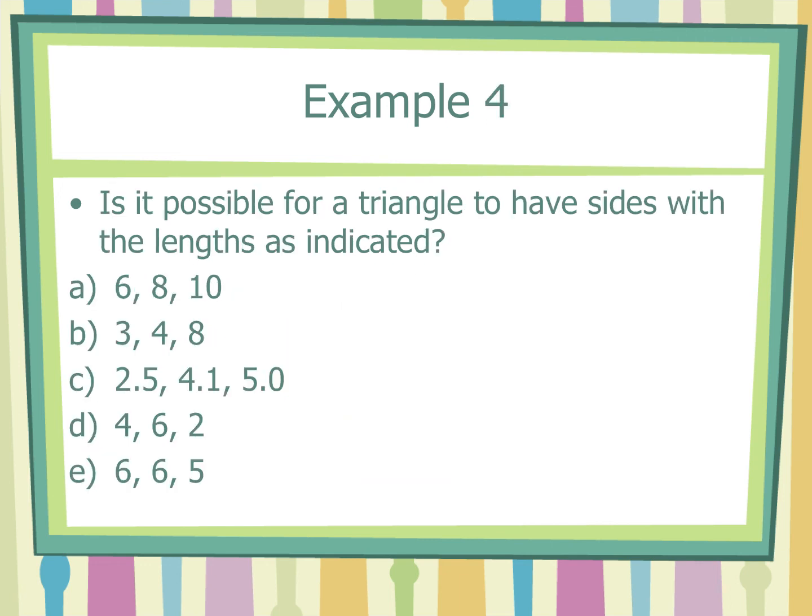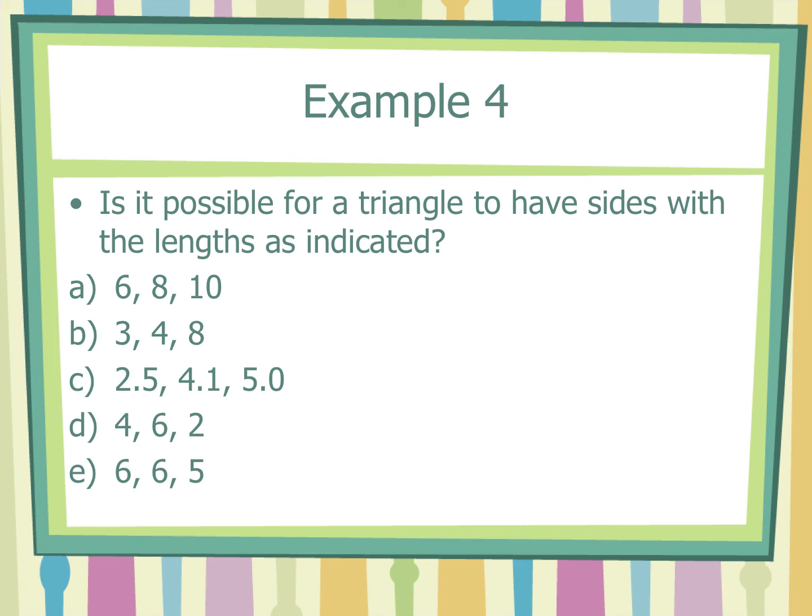Last slide. It says, is it possible for a triangle to have sides with the lengths indicated? Now, you could do all three inequalities, taking all the different combinations, but the easiest way to check it is always take the two smaller sides and add and subtract them. And if that third number is in between that sum and difference, then the answer here is yes.